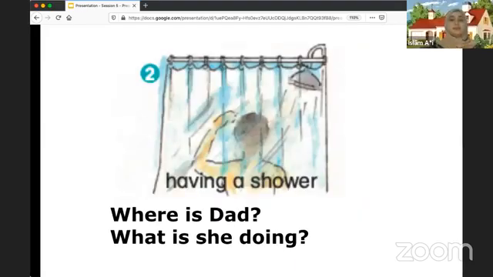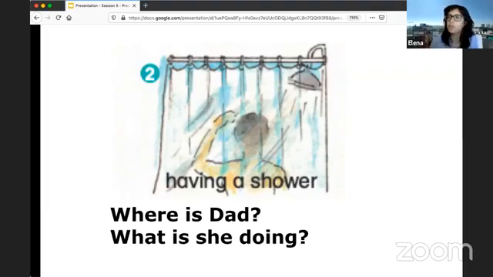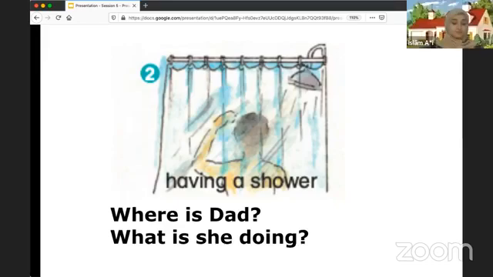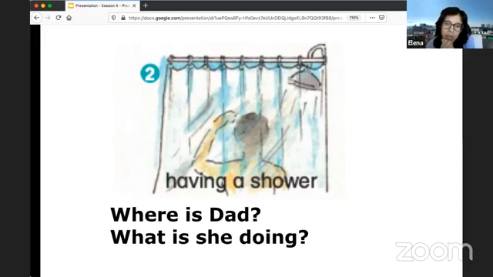Okay. Now, in the picture, Dad is in the bathroom and he's cooking. Is it true or false? I don't know. What do you think? Use the comments and tell us. I think Dad is in the bathroom, but I'm not sure about what he's doing. Is he cooking? Is it true? Or is it false? Can you tell me?